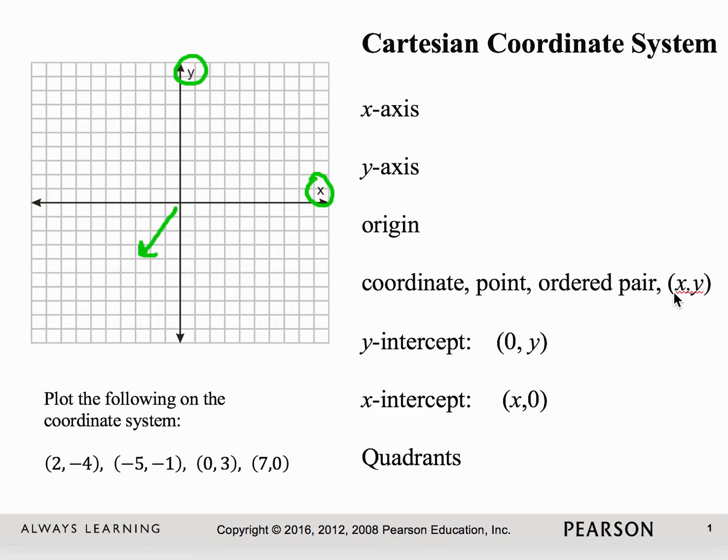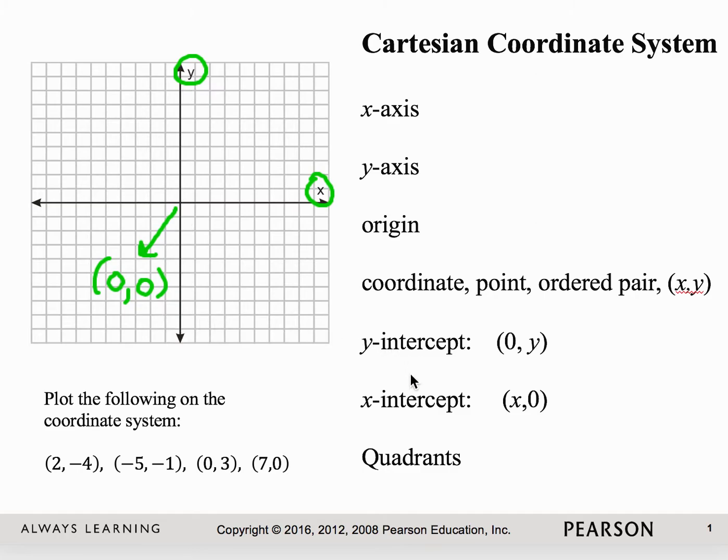The x has to come first, just like in the alphabet. The x part comes first, and then the y part. So the coordinate, or the ordered pair, for the origin is the point (0, 0). It's when x is 0 and y is 0. Positive to the right, negative to the left, positive up, negative down.